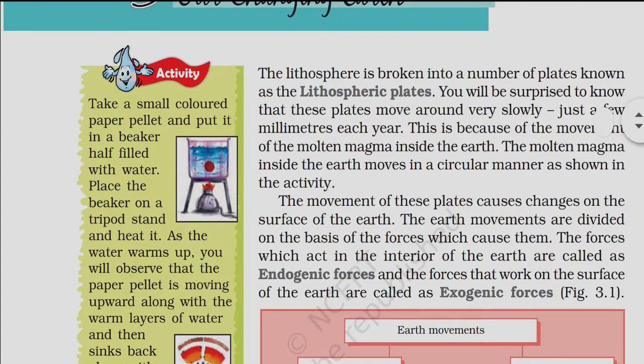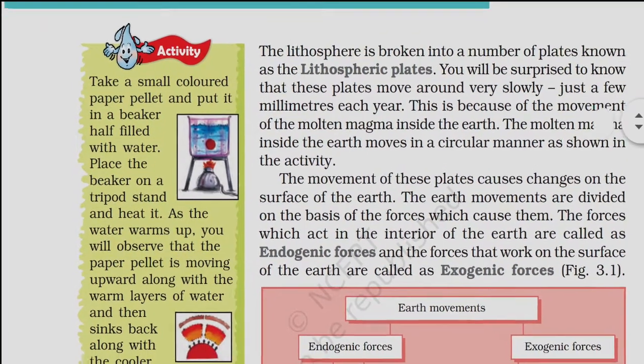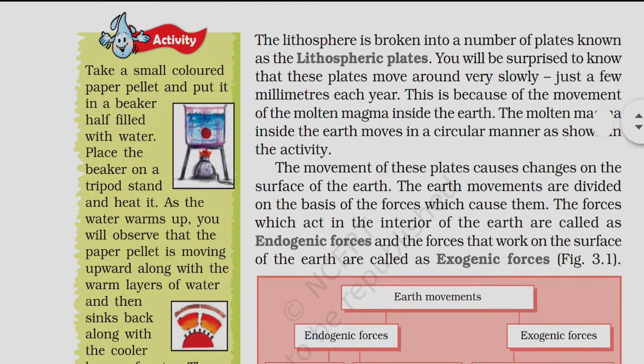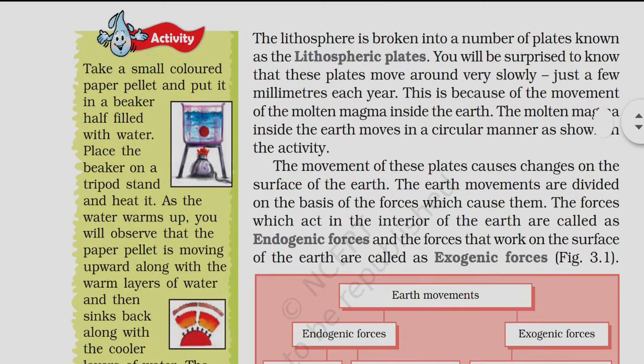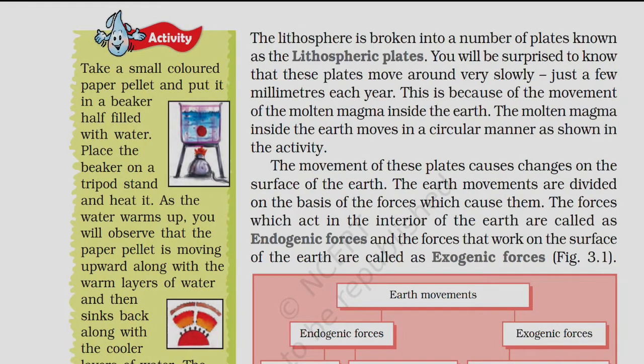What is the lithosphere? The lithosphere means the soil portion or the land area of the earth. The lithosphere is broken into a number of plates, known as lithospheric plates, and we will be surprised to know that these plates are moving very slowly, just a few millimeters each year, because of the movement of the molten magma inside the earth.